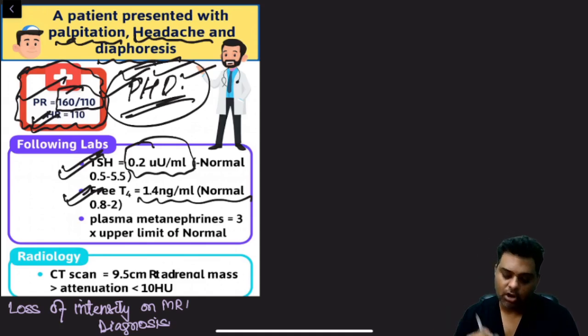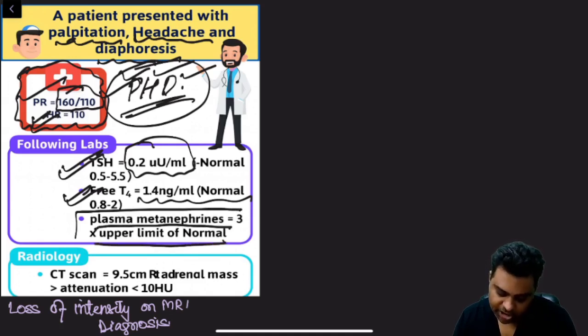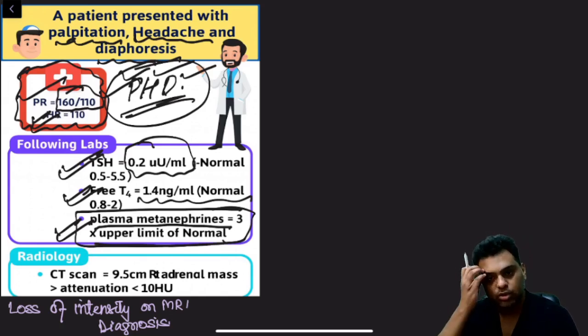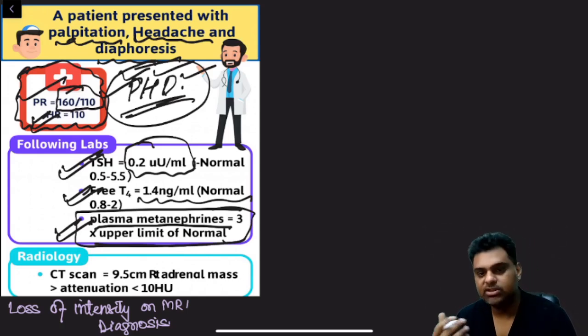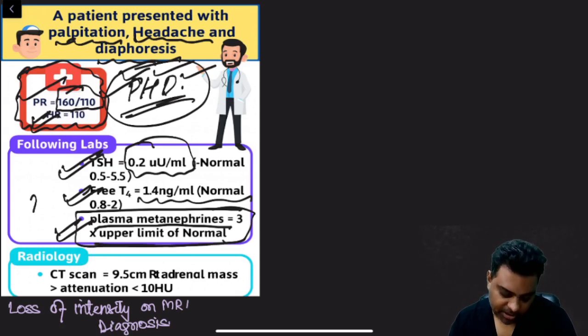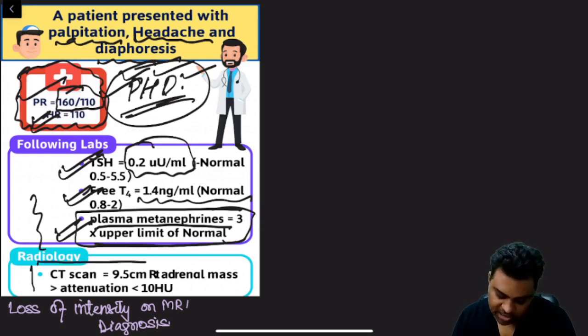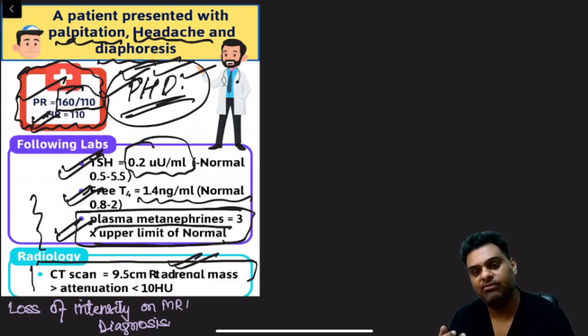So we do not yet know whether it is pheochromocytoma or not, but one thing that is confirmed is it is subclinical hyperthyroidism. Now, second, plasma metanephrine is more than 3 times the upper limit. Whenever the metanephrines are more than 3 times the normal, always think of pheochromocytoma. So the symptoms, that is PhD, the physical findings, that is increased heart rate and blood pressure, plus the laboratory findings are very much taking you towards what? Pheochromocytoma. Now, when you do the CT scan, you see a 9.7 centimeter right adrenal mass. Now you are confirmed it is pheochromocytoma.